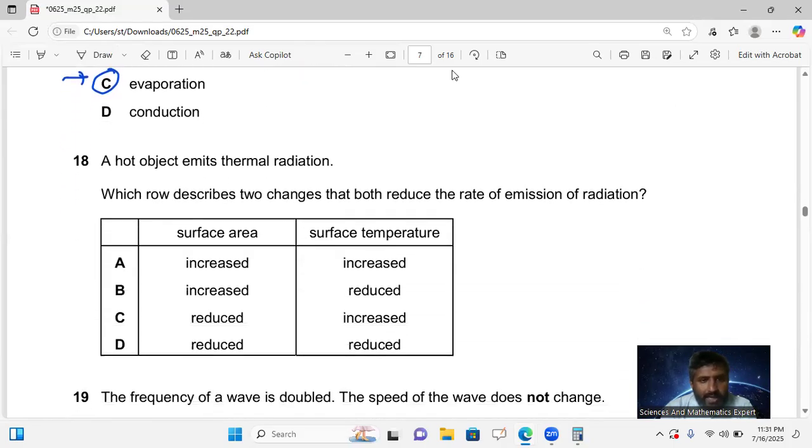And a hot object emits thermal radiation. Which row describes two changes that both reduce the rate of emission of radiation? Surface area should be decreased. If I decrease the surface area, if I decrease the surface temperature, then the radiation rate will be decreased. So I go with option D.